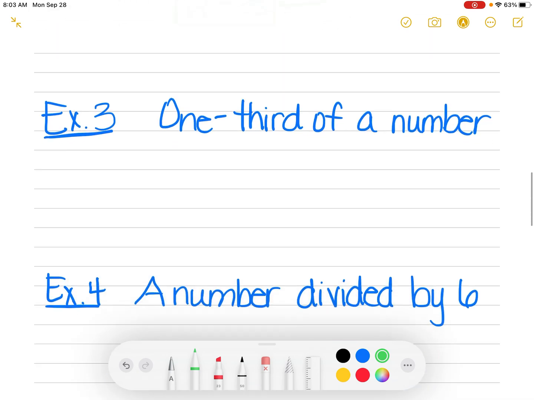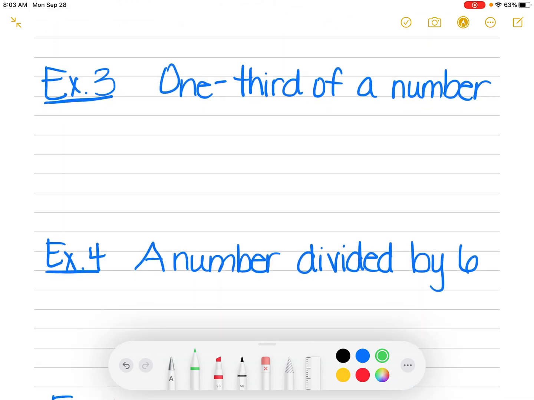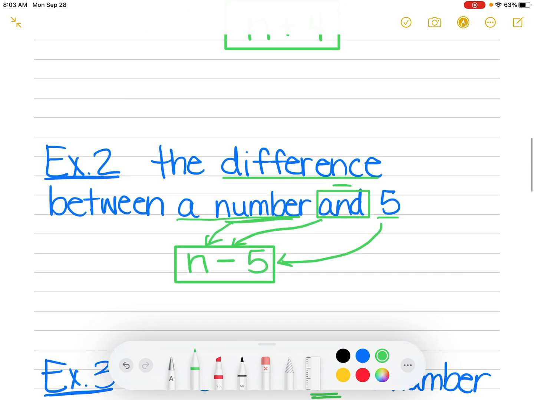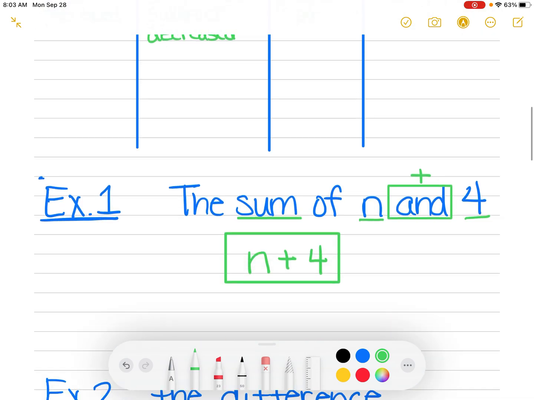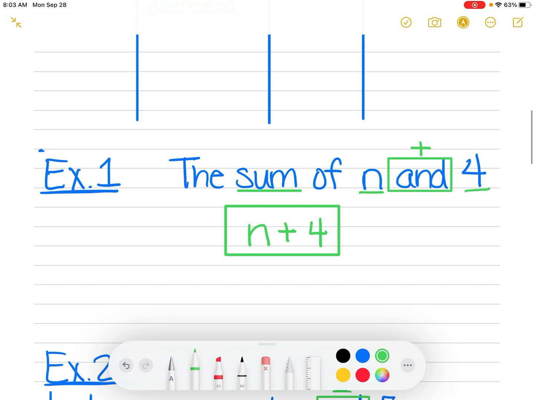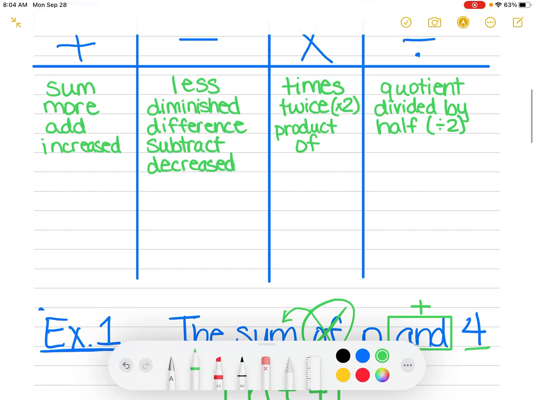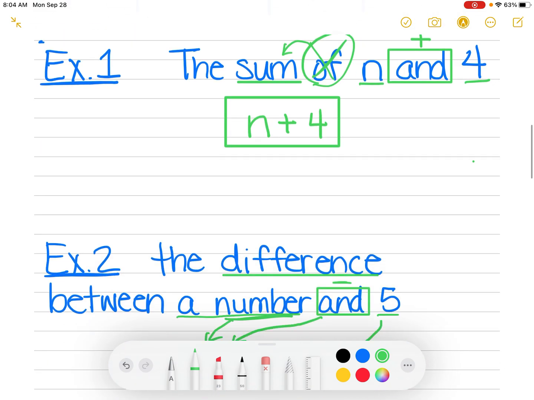Okay, next one is 1/3 of a number. Oh, here's a word we didn't put up in our chart, so now we can go back. The word of, let's go back to our chart, is times almost all the time. Sometimes it's not, but almost 90% of the time it is a times sign. If I ever find one that's not, I'll be sure to show you. Like right here, the sum of n and 4, that one would not be a times sign, because I have the word sum right here. So we know that sum is plus. But most of the time, if it's just by itself, we're going to have it as times.